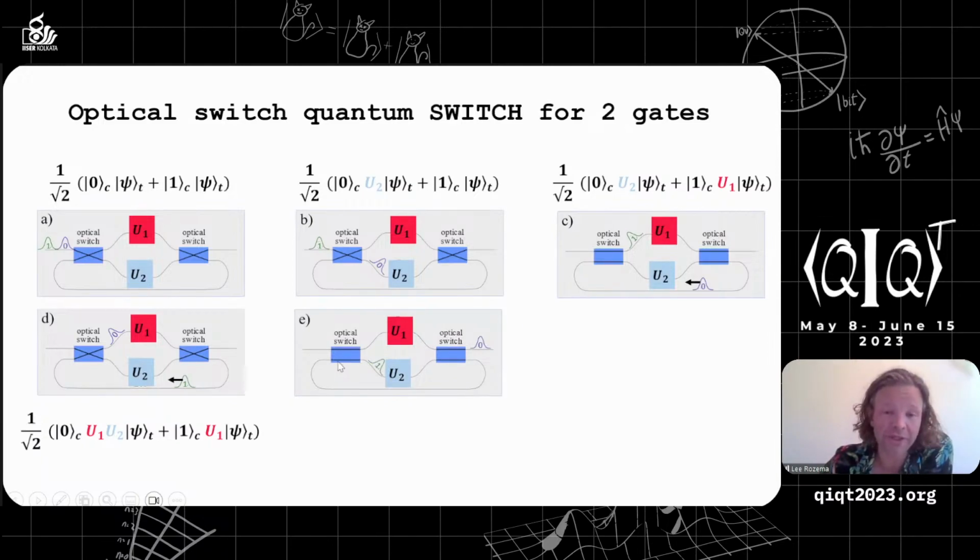We then change the state of the switches one more time. And this routes the first time bin now out of the experiment, and the second time bin down to the state U2.